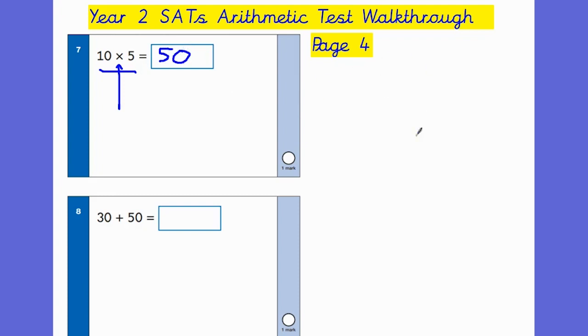Again, there's nothing wrong with them drawing the groups, but a quicker way would just be to count up in tens if your child can do so. Okay, we've got 30, add 50. Now for this question, I've seen some people say to the children, well, add 3 and 5 together, that makes 8. And then add the 0, which makes 80.